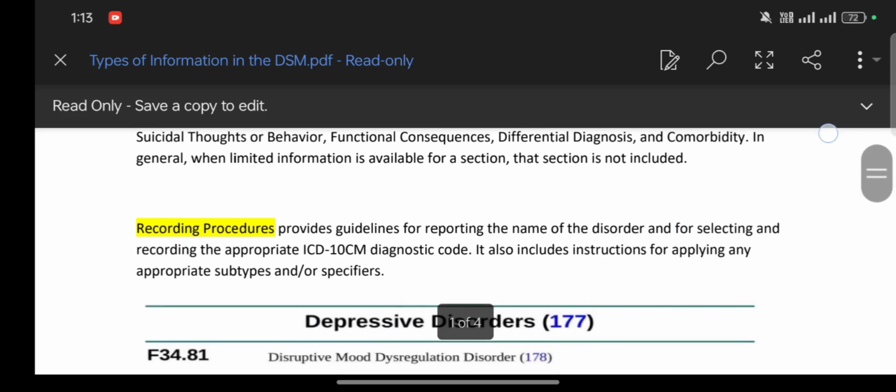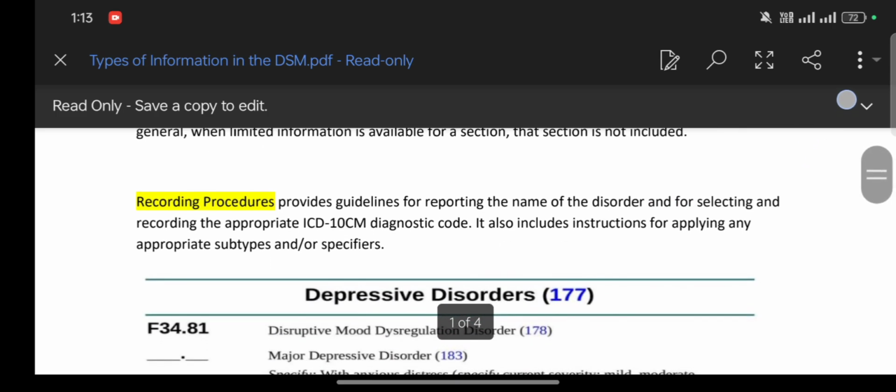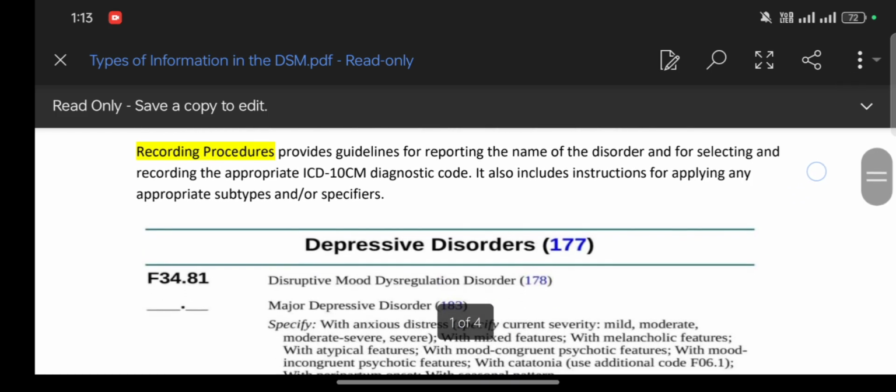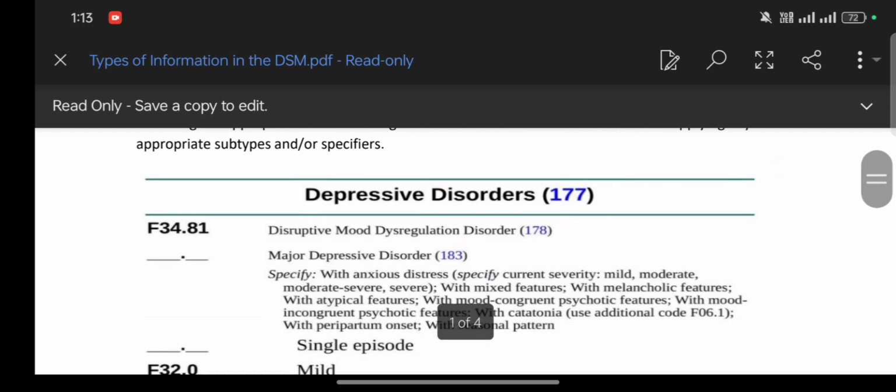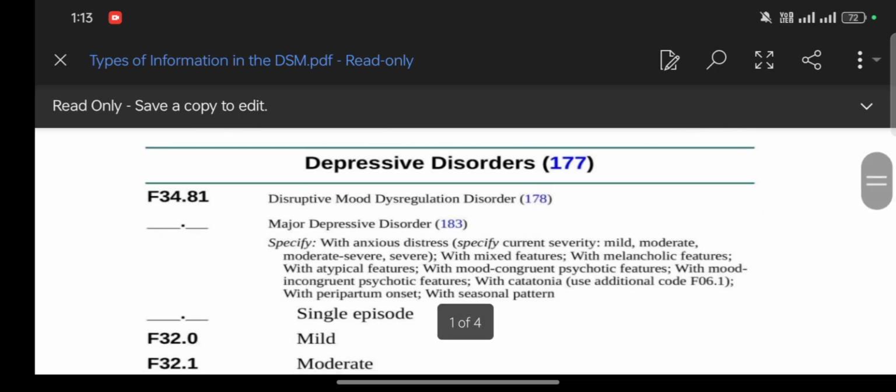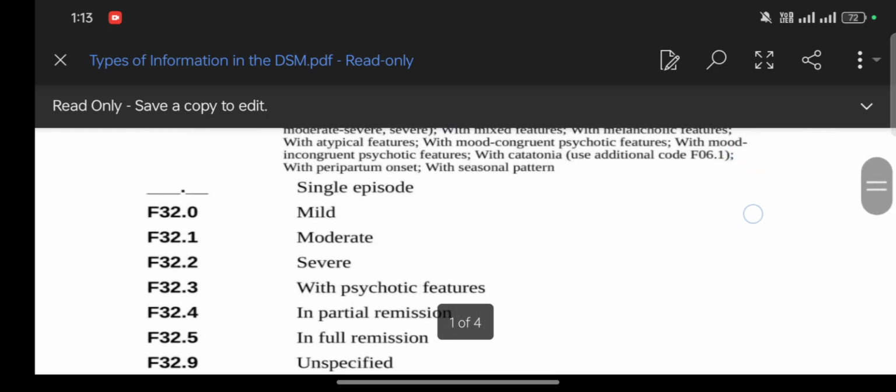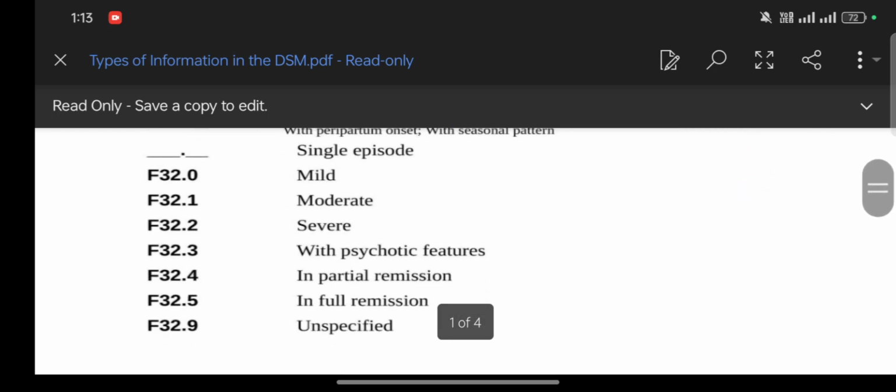So the first one is recording procedures. This means that this section tells us how to correctly write the disorder's name, pick the ICD-10-CM code, and apply any subtype or specifier. For example, if someone has a major depressive disorder with recurrent and moderate specifier, then we will write it as major depressive disorder recurrent moderate with code F33.1 that shows the moderate level of the disorder.